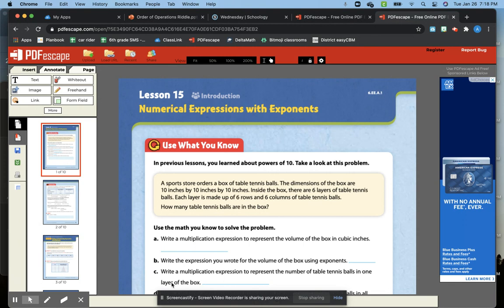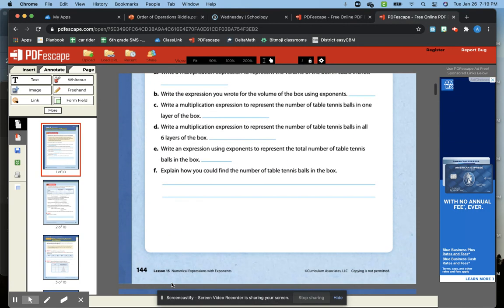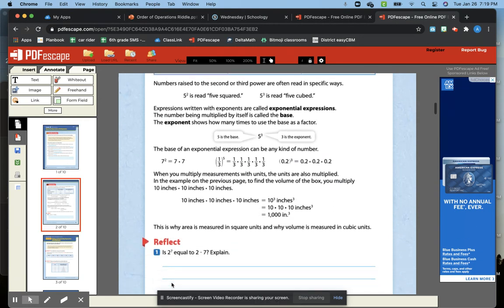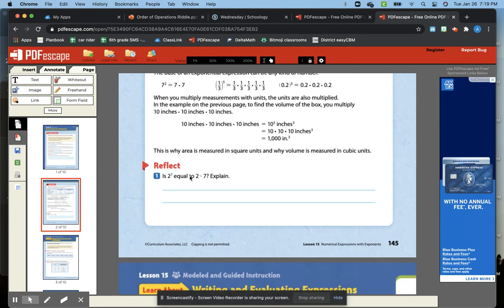All we're doing is things to practice order of operations, which is what we did yesterday. So like normal, I'm not going to go through every single part of this book, but I do want to hit a lot of it. So go ahead and go to the reflection on page 145.